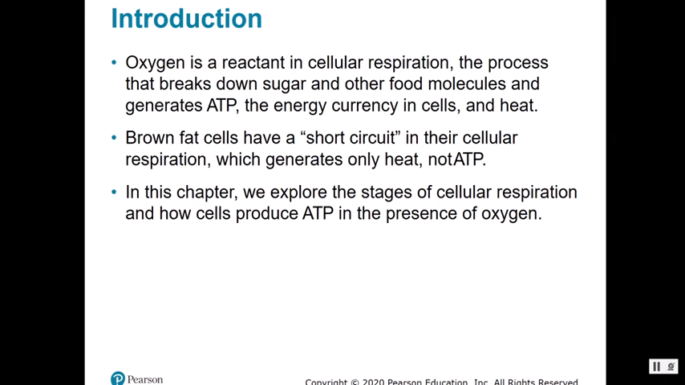And in this process of cell respiration, we're going to break down sugar and other foods, and we're going to generate ATP, which is the energy molecule in our cells, as well as heat. Because we learned in the previous chapter that all chemical reactions are going to lose some heat. Now, brown fat cells have what we call a short circuit in their respiration. They only generate heat. There's no ATP generated there. So in this chapter, we're going to talk about the stages of cell respiration and how certain cells produce ATP when they've got oxygen present.